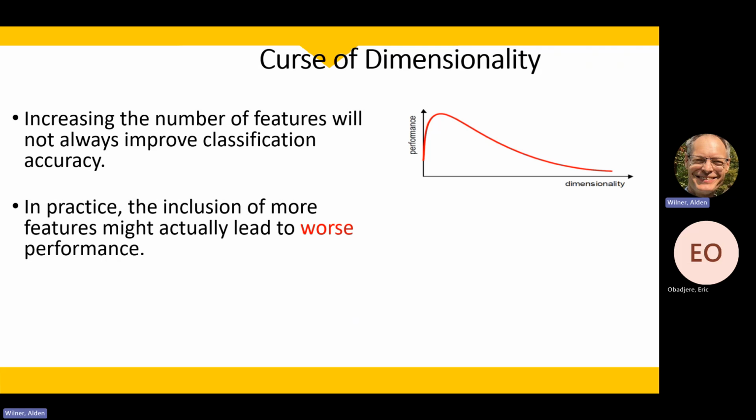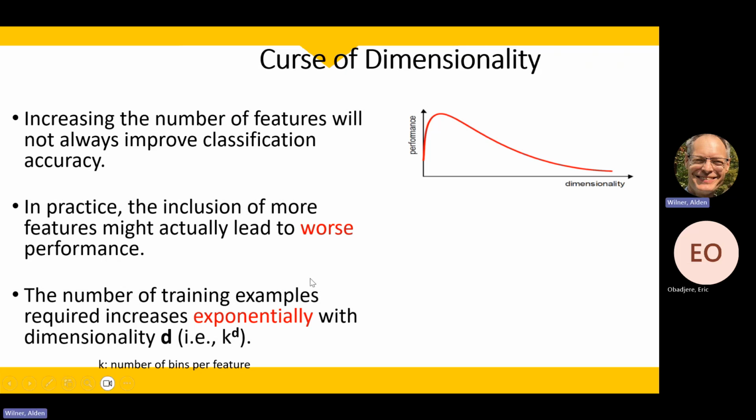Anyhow, the curse of dimensionality. Increasing the number of features does not always improve the accuracy of your regression or your classification, whatever you're trying to do with your data, right? In practice, the inclusion of more features might actually lead to worse performance. The number of training examples required increases exponentially with the dimensionality.